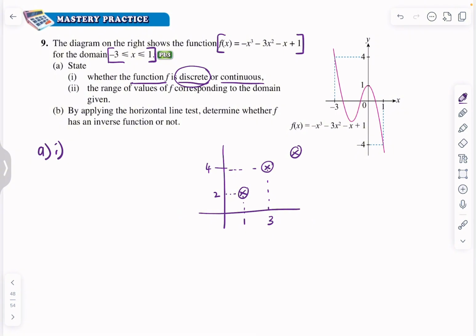But if you have a continuous function, that means if let's say this is 1 and this is 3, you have everything in between: x is 1.1, 1.2, 1.3, 1.4. So it's a continuous graph. So in this case, since it's a continuous graph like this, it is a continuous function.